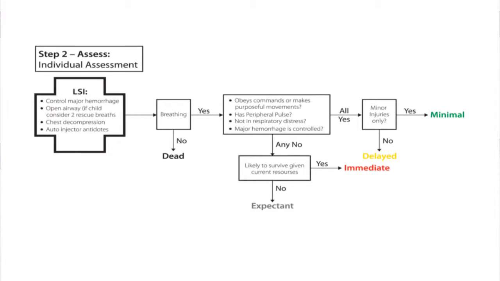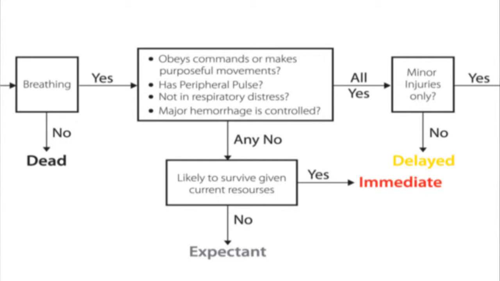The first step in assessing our patient is to assess if the patient is breathing or not. If they are not breathing, they are dead. If the patient is breathing, then we'll move on to the next step of the assessment process. We want to find out if the patient obeys commands or makes purposeful movement, has peripheral pulses, is not in respiratory distress, and whether major hemorrhage is controlled. If the answer to any of those 4 questions is no, you need to consider likelihood to survive given the current resources. You need to consider the current resources, meaning the amount of rescuers you have on scene versus the patients and transport units.